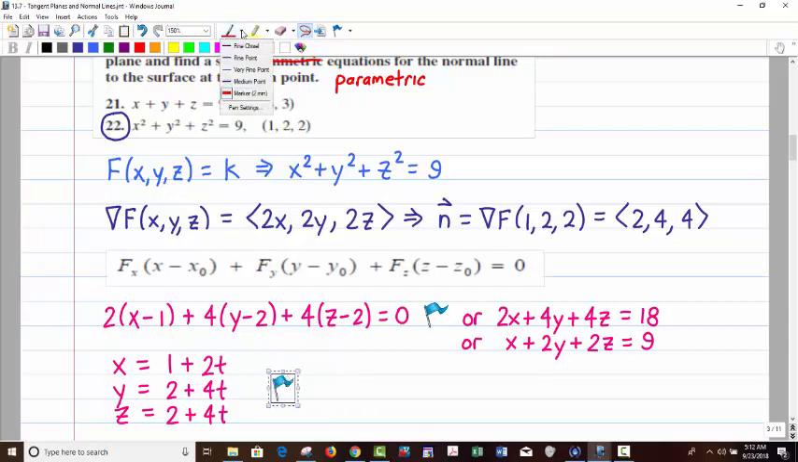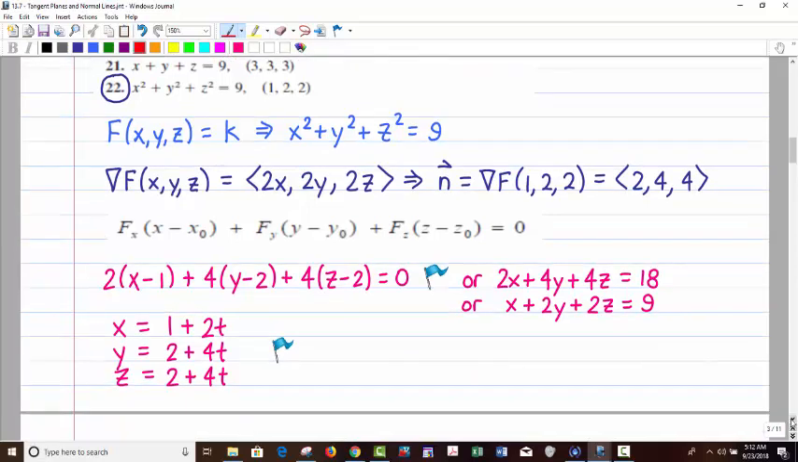Now, the parametric forms of the line, no problem. So the x0, y0, z0 would be 1, 2, 2. So we go straight down the line, 1, 2, 2. And then my gradient values, the same a, b, c for the line as it was for the plane, would be 2, 4, 4.